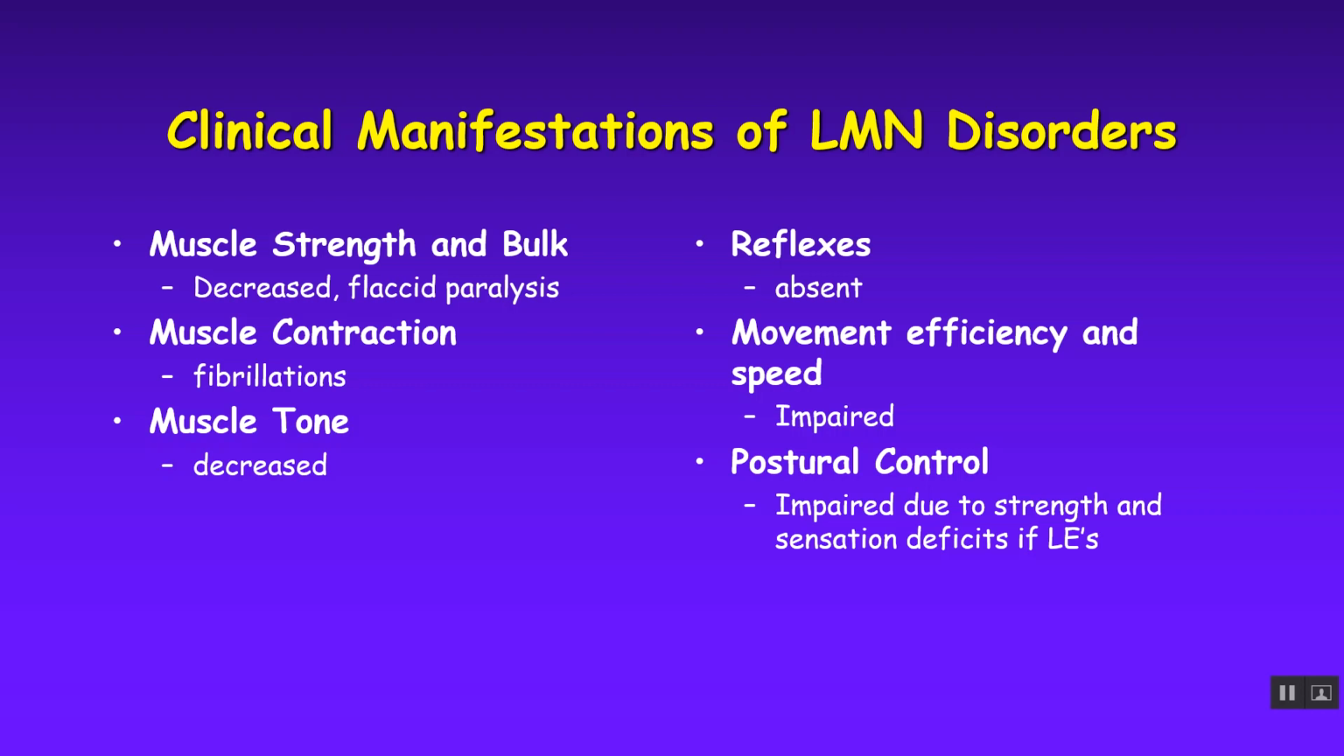Okay? Obviously, if you have a lower motor neuron disorder, like carpal tunnel syndrome, and the median nerve is weak, that's a lower motor neuron problem, and you may have some sensory deficits in your median nerve distribution, but it's not going to affect your postural control because it's not affecting muscles that are involved in postural control. Okay, so it could impact postural control only if it's involving muscles that are helping with postural control.